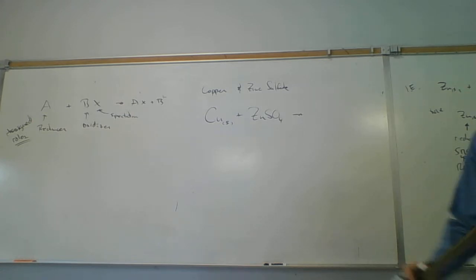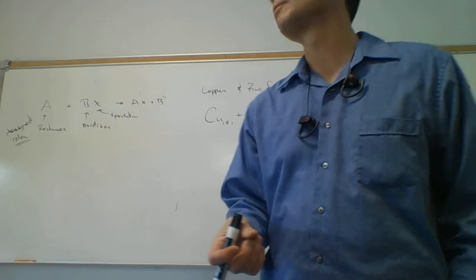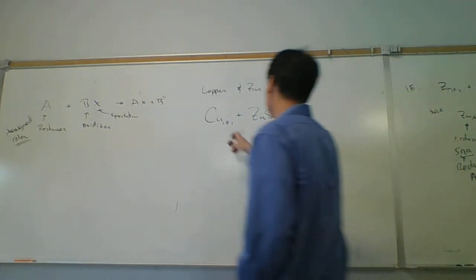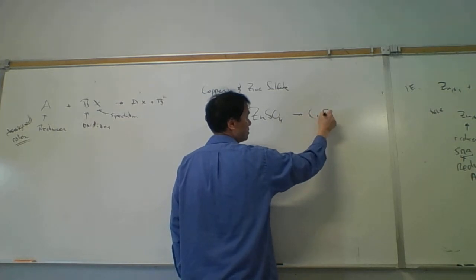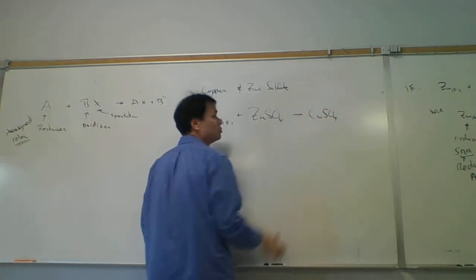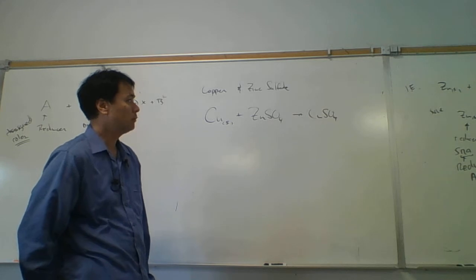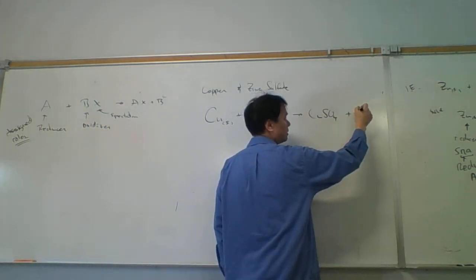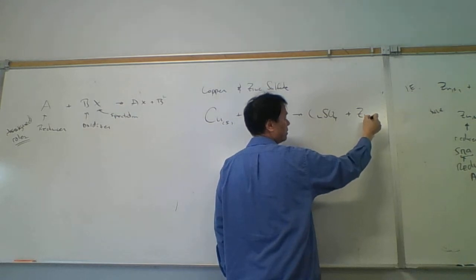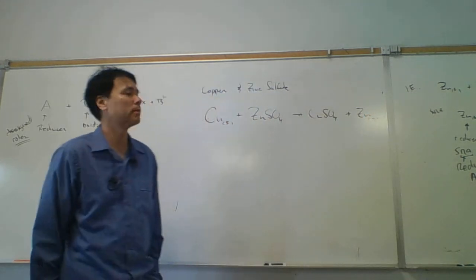And so most of the time we do complete. Complete reaction would be complete. If we lose 1 electron or if we lose 2 electrons, well, let's lose 2 electrons. So we're going to form copper 2 sulfate and zinc. Zinc is Zn solid, just zinc metal. There we go.